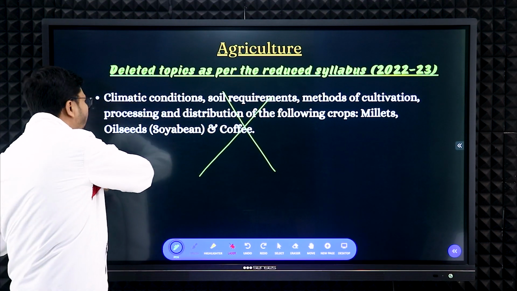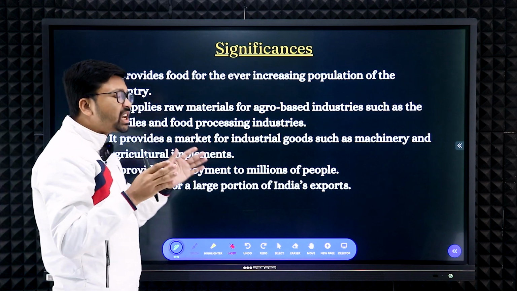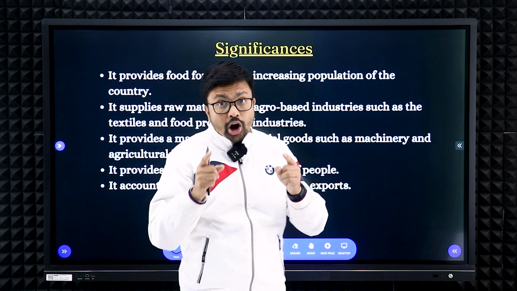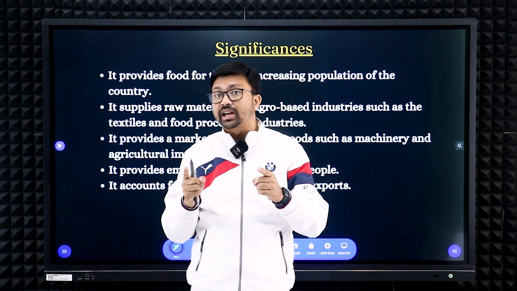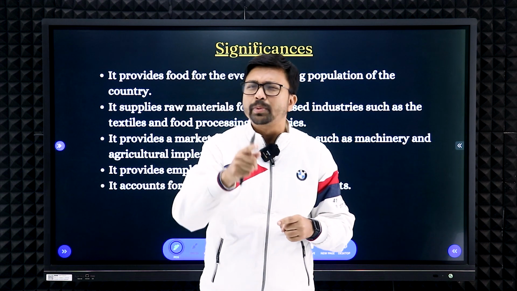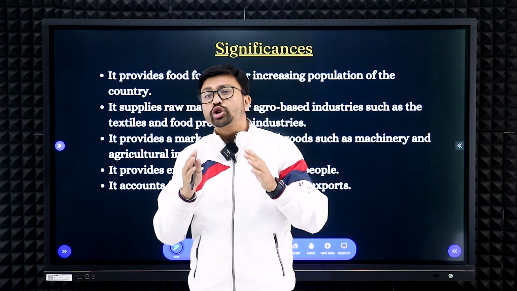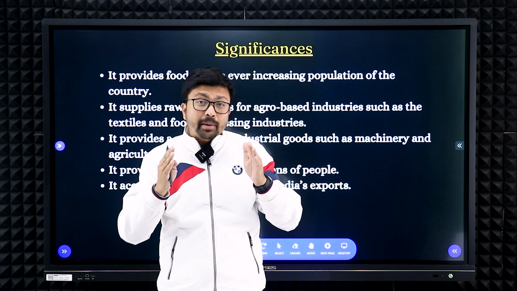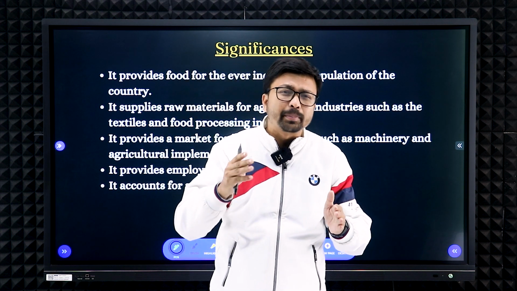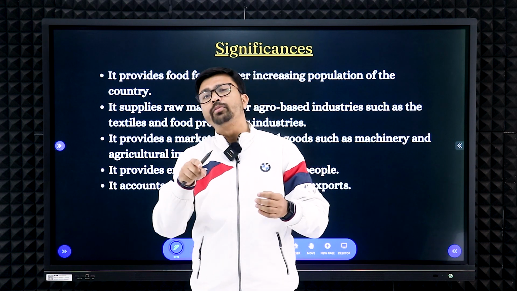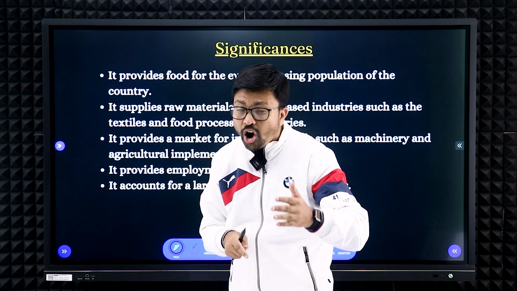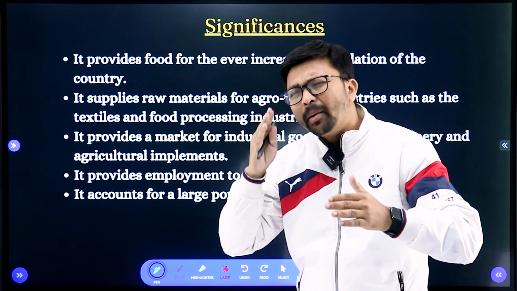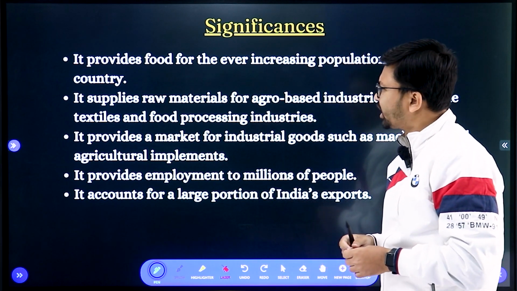Now let's go one by one through all those things. The significance of Indian agriculture. India is an agricultural based country, right? Indian economy is based on agriculture, right? So we are giving so much importance to agriculture. Near about 70 to 80% of people are directly or indirectly involved with Indian agriculture. So we need to give much more priority to Indian agriculture, right?